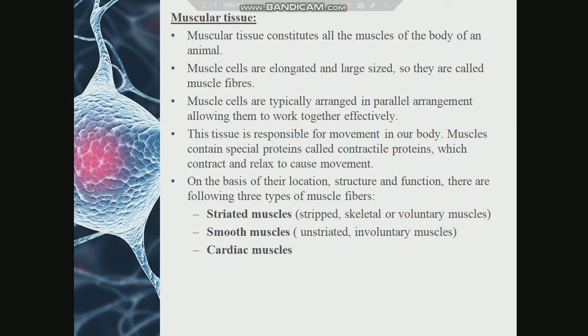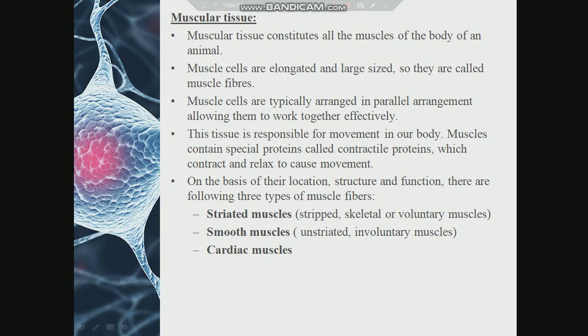On the basis of their location, structure and function, there are the following three types of muscle tissues. They are striated muscles, which are striped, skeletal or voluntary muscles, and the second is smooth muscles. They are unstriated, and they are involuntary muscles. What is the difference between voluntary and involuntary muscles? Voluntary muscles are those whose movement can be controlled by us, whereas involuntary muscles are those whose movement cannot be controlled by us. And the third type is cardiac muscle.